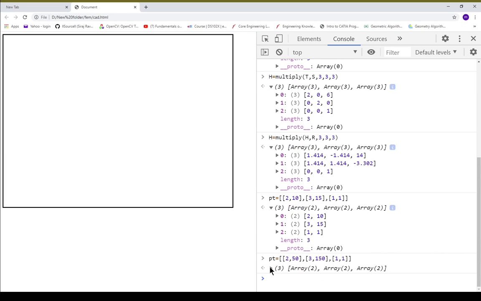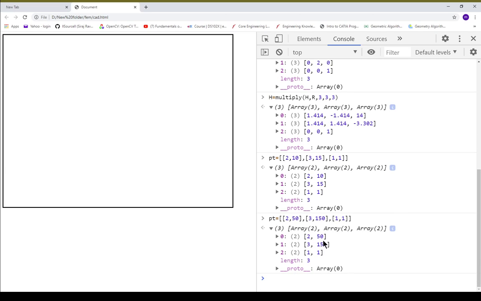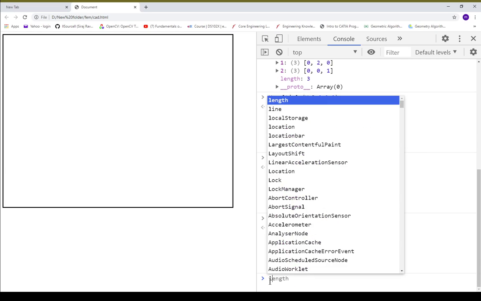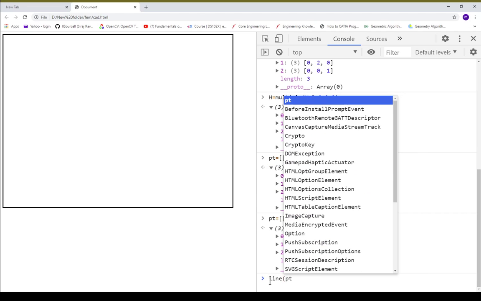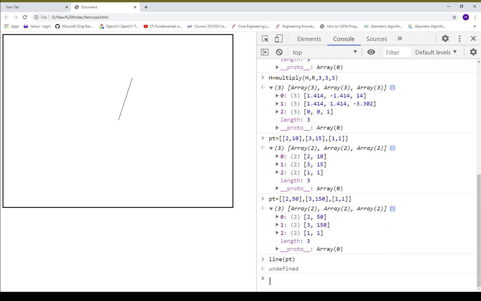Okay, so now you got this as a point. Now I'll use the line command. Okay, and I'll just pass on the PT. So if I do that, I will get this line. Okay, so just pass on line PT, I will get a line. So this was my original line. Okay, this was my original line.